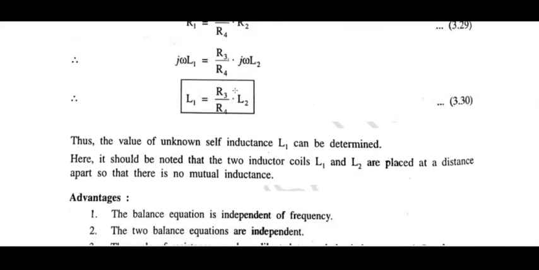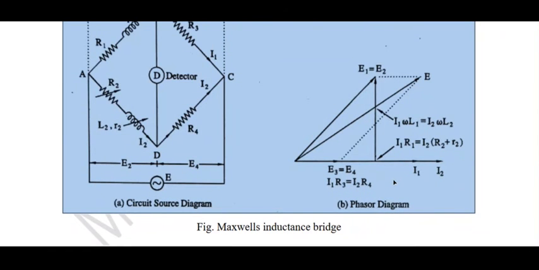Now this is the part of that. Now we will see over here, the value of unknown self-inductance L1 can be determined. Here it should be noted that the two inductor coils L1 and L2 are placed at a distance apart so that there is no mutual inductance. Now, next part is you can discuss the next part regarding the phasor diagram.